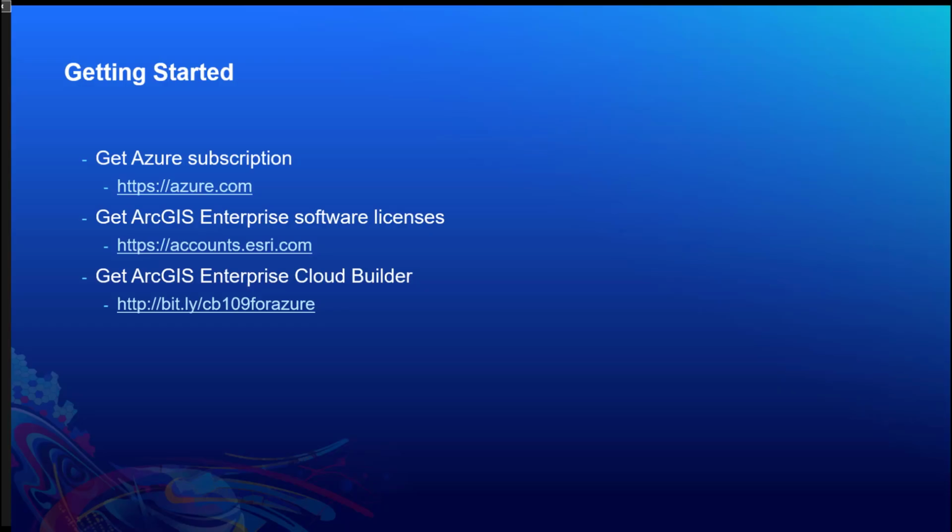Thank you, Shailesh, for that demo. So as he mentioned, there's three basic steps to getting started. The first one is you'd get an Azure subscription, of course. You'd use the one that your enterprise already has. Second, you'd get the ArcGIS Enterprise software licenses from Esri or your Esri account website. And third, you'd get the ArcGIS Enterprise Cloud Builder, which is a free download available through this URL or from the Esri site.